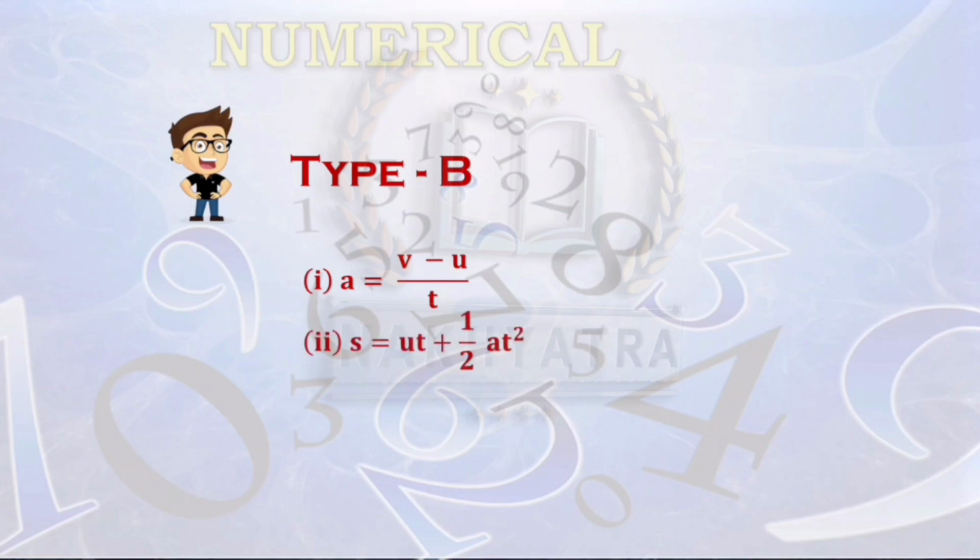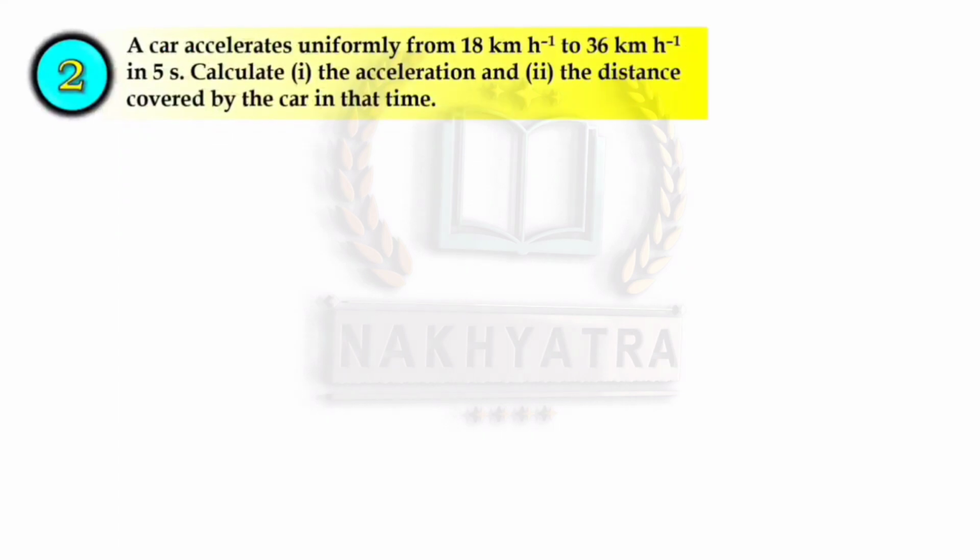And the second formula is s equal to ut plus half at square. This one is for finding out the distance. Here s is the distance and this is the second kinematical equation. And the third formula is v equal to u plus at, and this is the first kinematical equation. Okay, so now see question number 1.